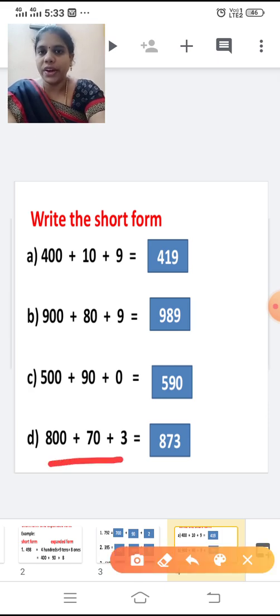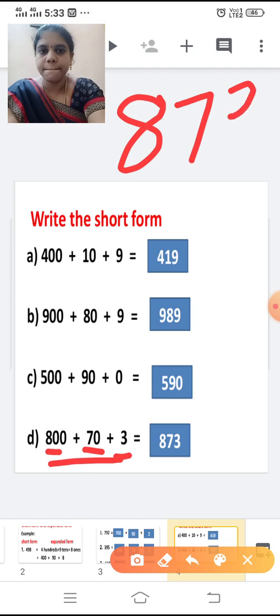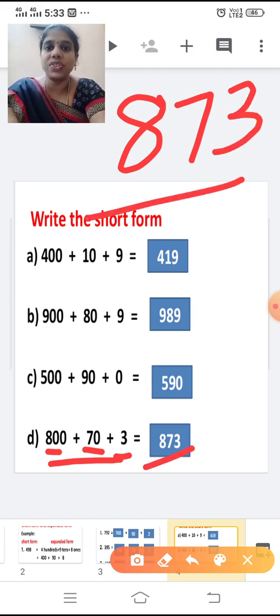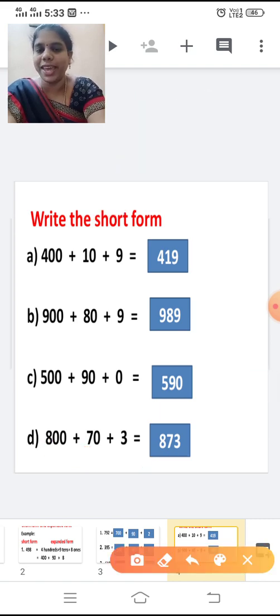Last one, 800 plus 70 plus 3. We are going to write this in the short form. Now 800, what is the face value? 8. And for 70, 7, and for 3, 3. So the answer is 873. Short form is 873. You're going to write only the face value of each digit: 8, 7, and 3. So 873.